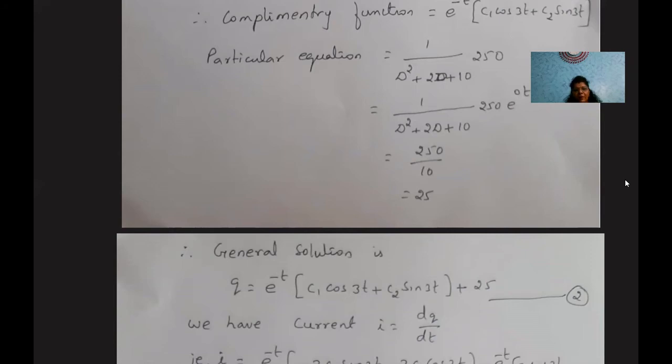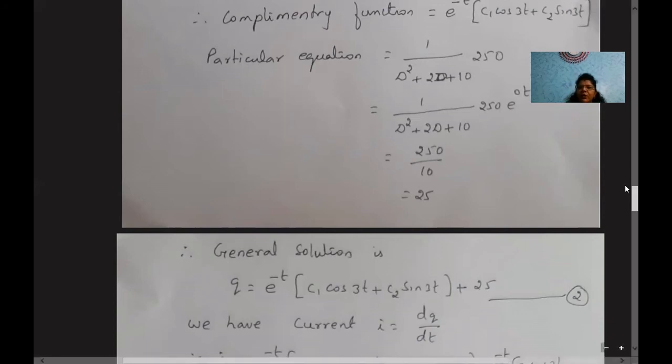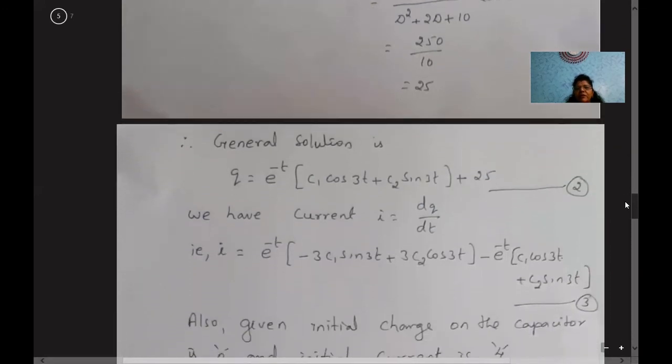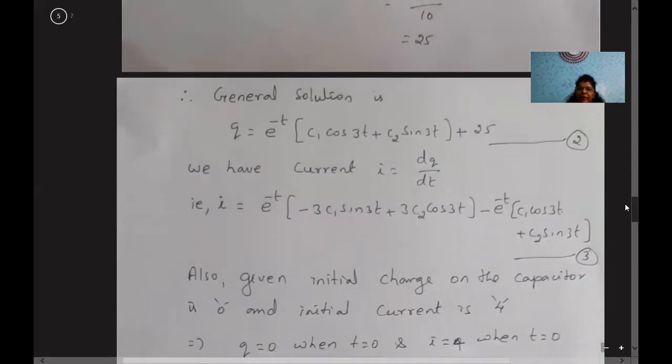Now we have obtained the complementary function and the particular integral. Addition of these two will be the general solution. Hence we have obtained the general solution: Q is equal to e power minus t into c1 cos 3t plus c2 sin 3t plus 25.